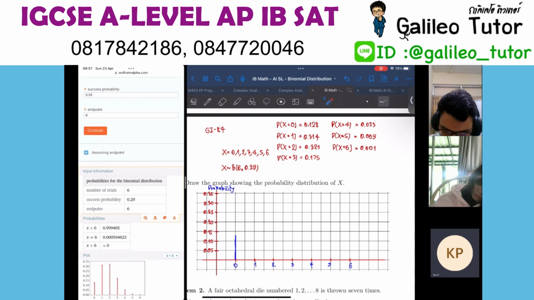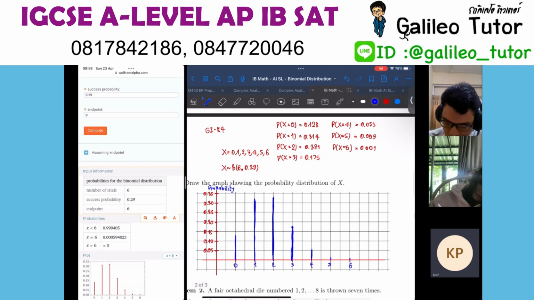The probability of x equal to 1 is 0.314, somewhere here, right? And the probability of x equal to 2 is 0.321. It's a little bit higher, so it's here. And the probability of 3 is 0.175, here. The probability of x equal to 4 is 0.053. It's very low here. The probability of 5 is very small, 0.009. And 6 is very low. It's something like this.